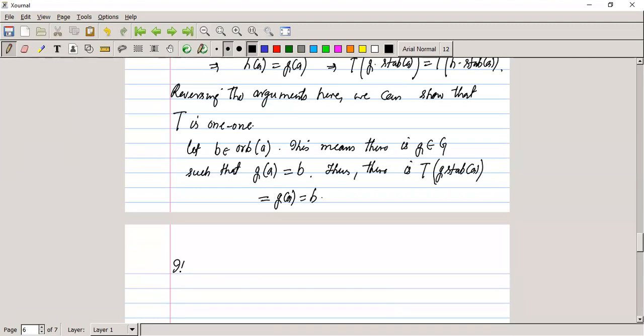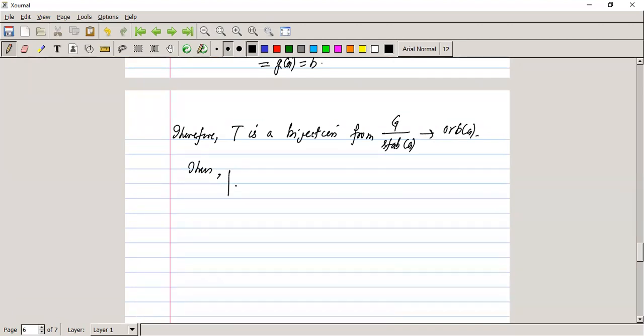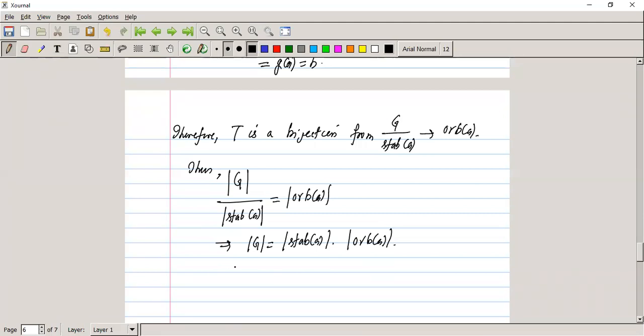So therefore T is a bijection from G upon stabilizer of A into orbit of A. So therefore, thus order of G upon order of stabilizer of A is equal to order of orbit of A. So this gives us order of G is equal to order of stabilizer of A into order of orbit of A. So this proves the orbit stabilizer theorem.